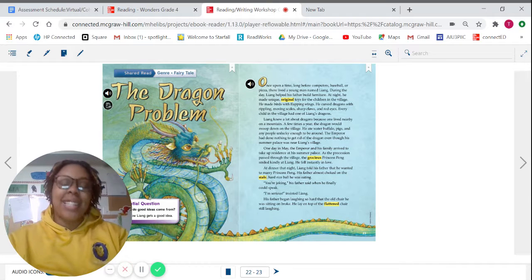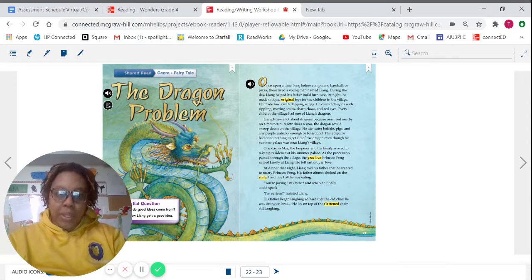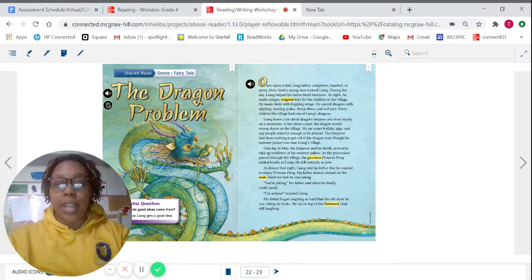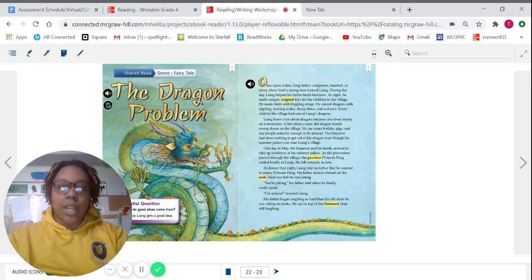Hi, fourth grade. Today we are going to read our weekly opener called The Dragon Problem. Now, the genre of this story for Unit 1, Week 1 is a fairy tale, and our essential question is where do good ideas come from? So, we are going to look at how our main character, Liang, gets a good idea. So, follow me as we read this story.